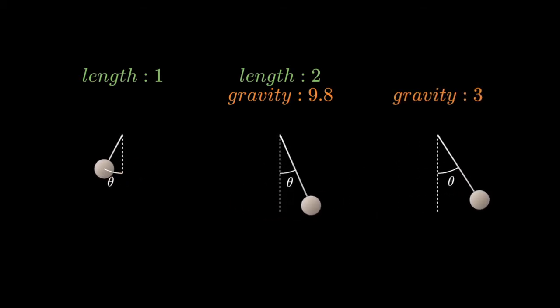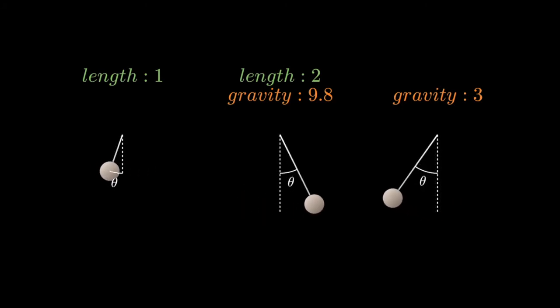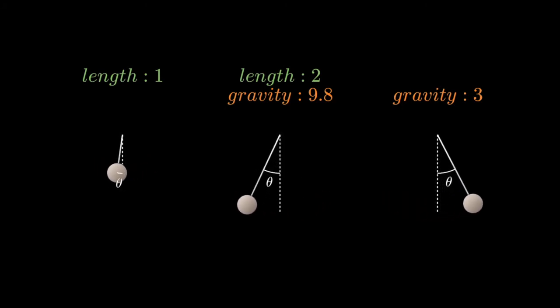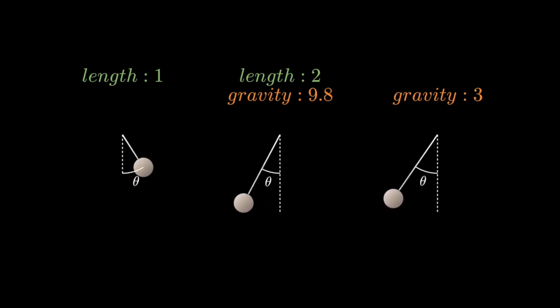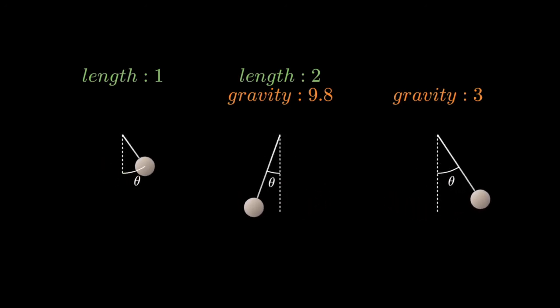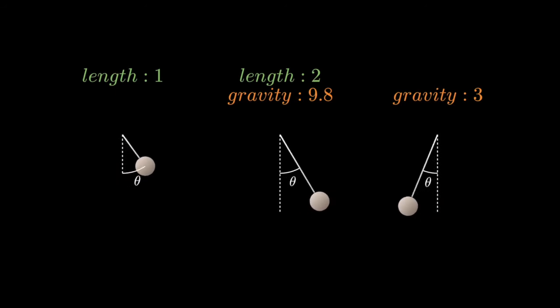The effect of position on the pendulum's acceleration is also straightforward. At its highest point, the acceleration is also at its highest, and the ball is accelerating close to a freefall scenario. And at its lowest point, where the ball has reached its maximum speed, the acceleration is 0.